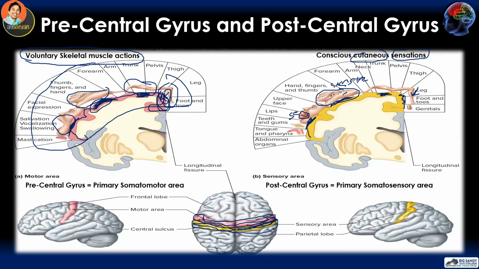So again, this is the map of sensations in our skin, which is controlled by the back gyrus, called the postcentral gyrus. This is the sensation area, while the precentral gyrus is for action of our skeletal muscle. So just remember that information. The precentral gyrus is for motor action, skeletal muscle action, and the postcentral gyrus is for sensations in the skin of the whole body.